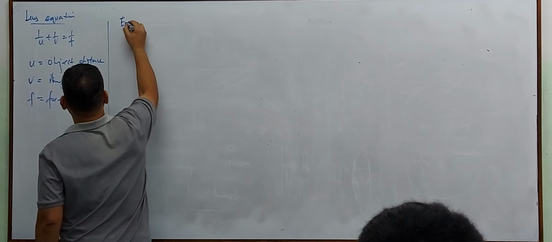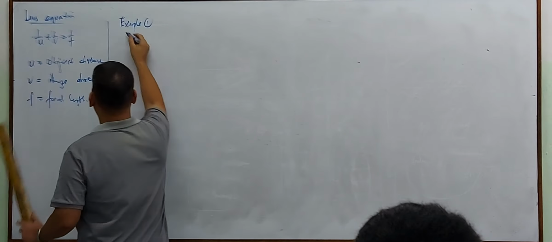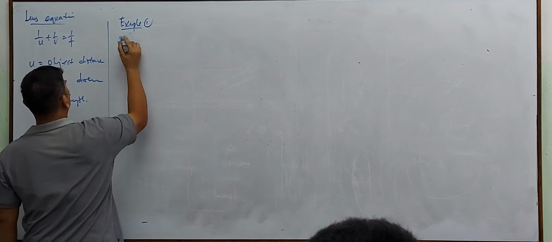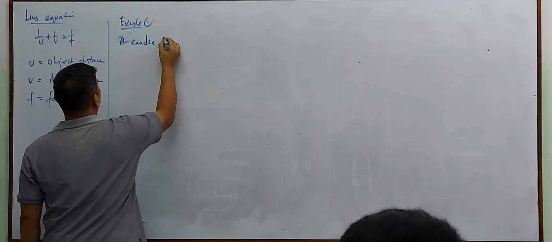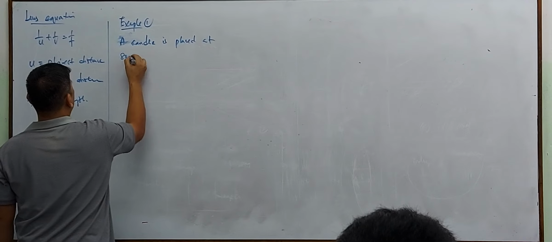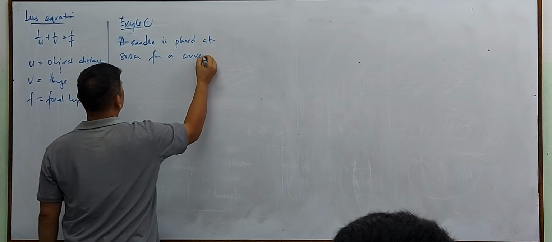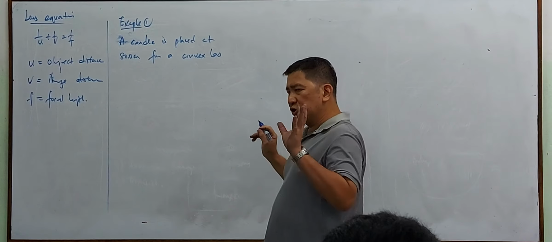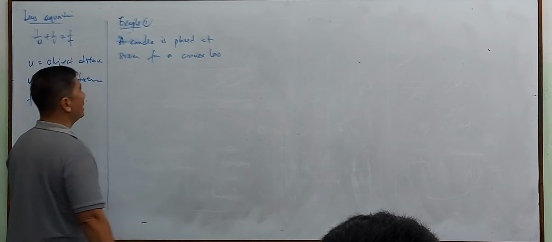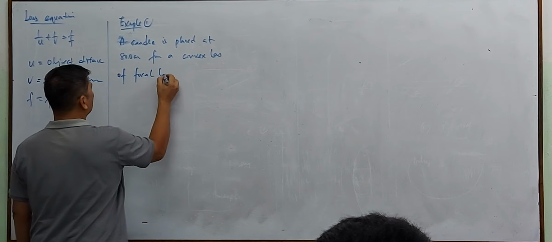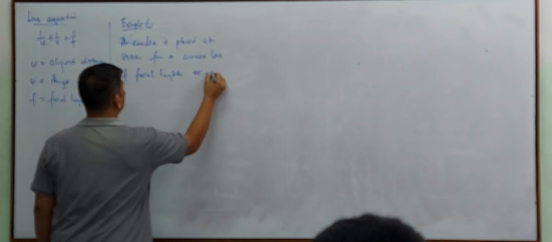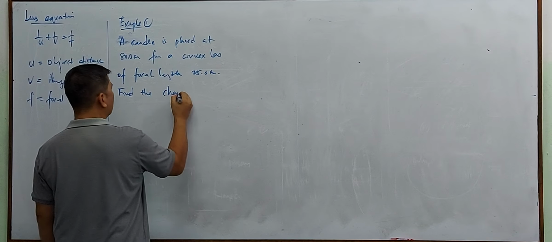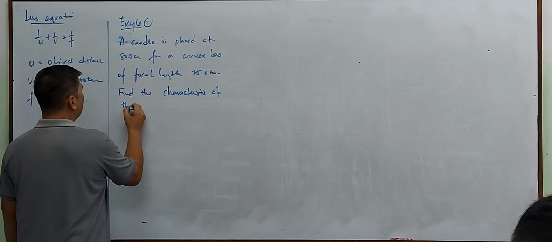So first we look at example 1, which is only for one single lens. So it's not a problem at all, right? Let's look at the simplest example. A candle is placed at 80 centimeters from a convex lens. When the question mentions a convex lens without any other details, it assumes it's a biconvex lens. A candle is placed at 80 cm from a convex lens of focal length 25 centimeters. Find the magnification, or find the characteristic of the image formed.